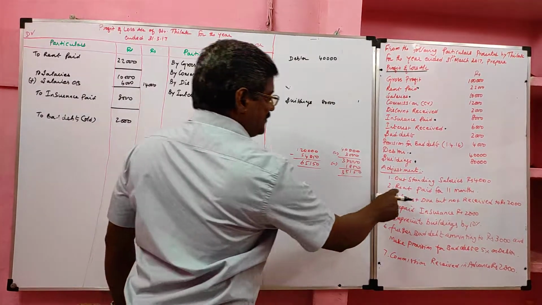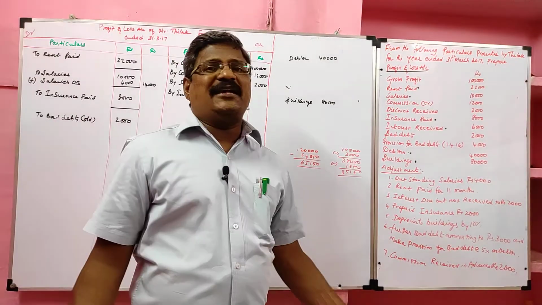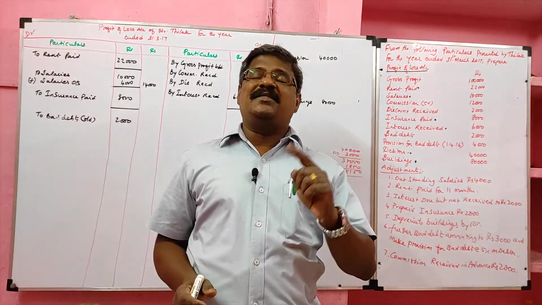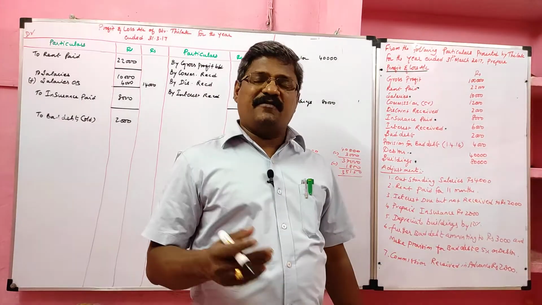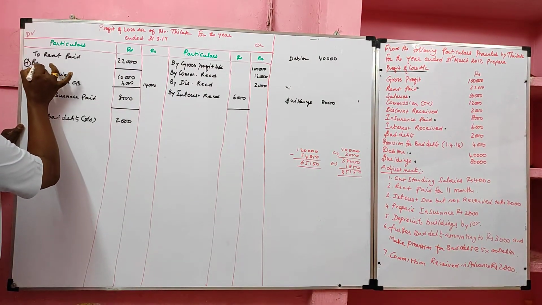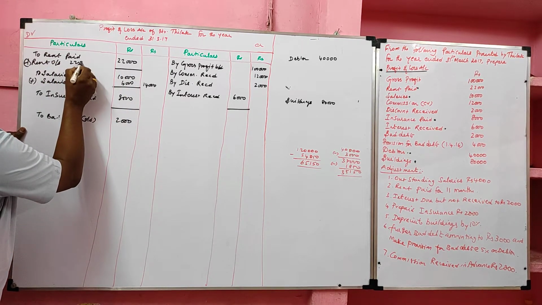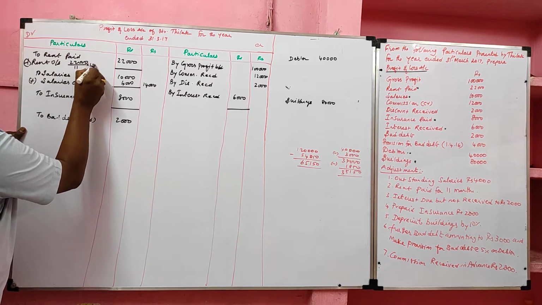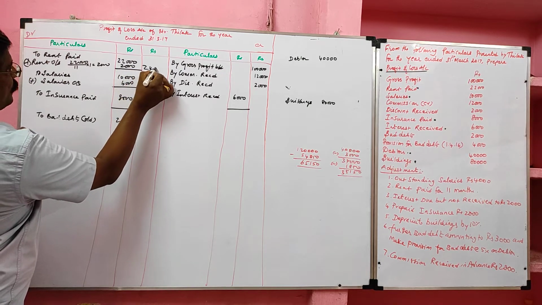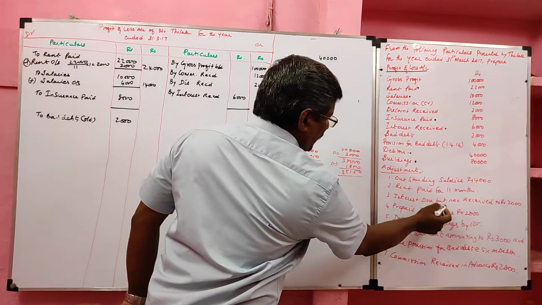Over. Next, rent paid for 11 months. Actually, in a year, there are 12 months. Here we paid rent for 11 months. So 1 month rent is outstanding. Amount is not given. We have to find. Plus rent outstanding. Rent outstanding for 1 month. So they paid 22,000 already. They paid for 11 months. So we have to calculate for 1 month. That is 2,000 is outstanding. 24,000 total.